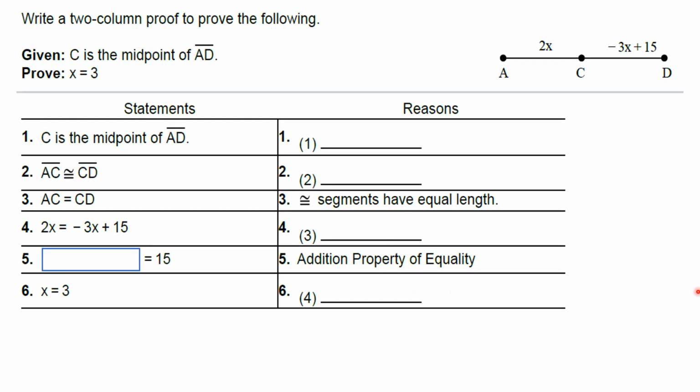All right, so here we have, I would say, kind of halfway in between geometry and algebra. It says write a 2-column proof to prove the following. C is the midpoint of the line segment AD. That's given to us, so you're supposed to assume that that's true. And our goal here, we would like to prove that x is equal to 3.